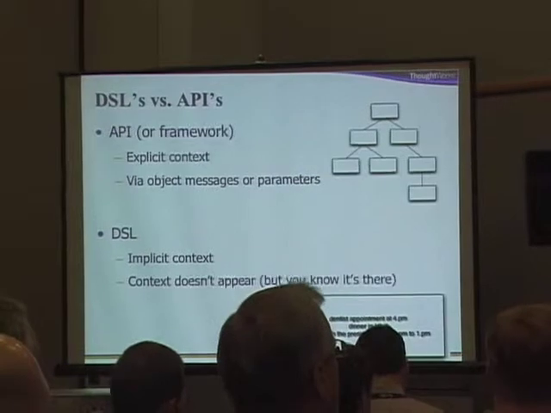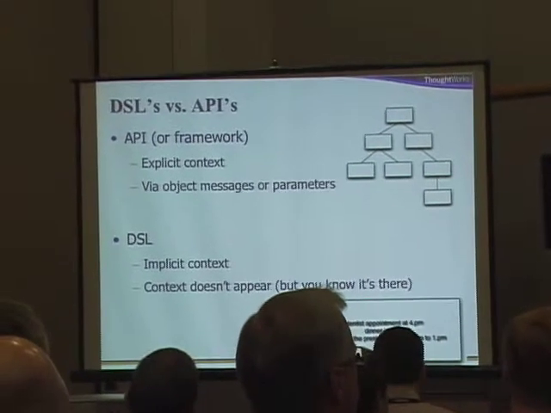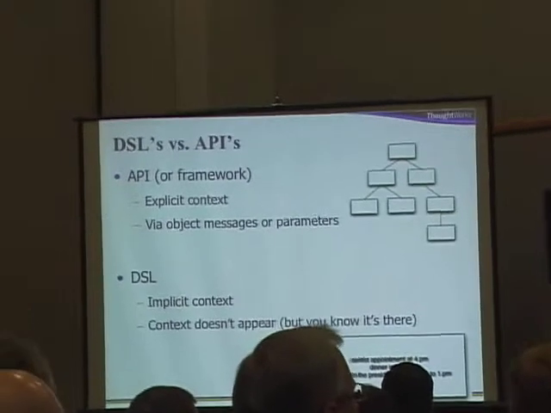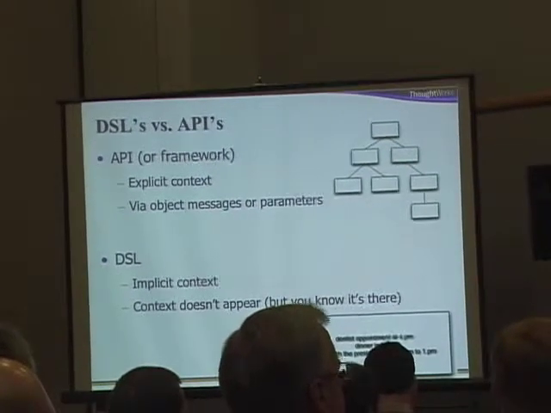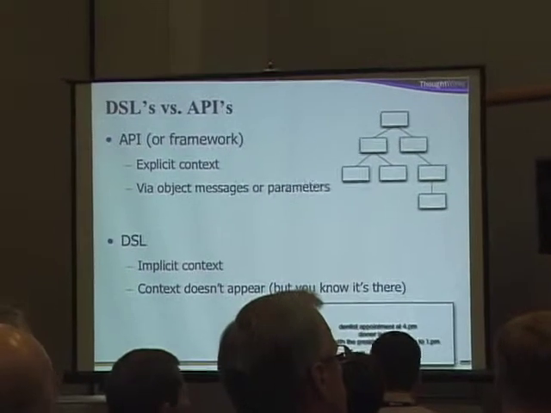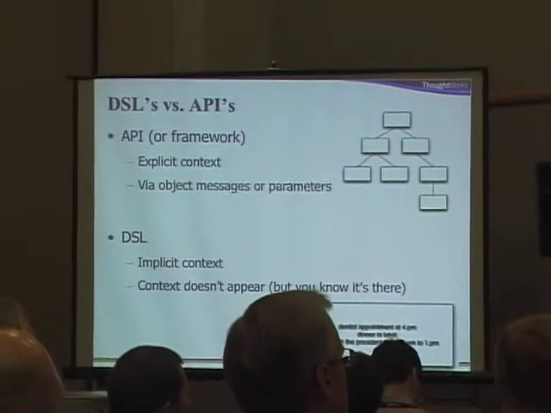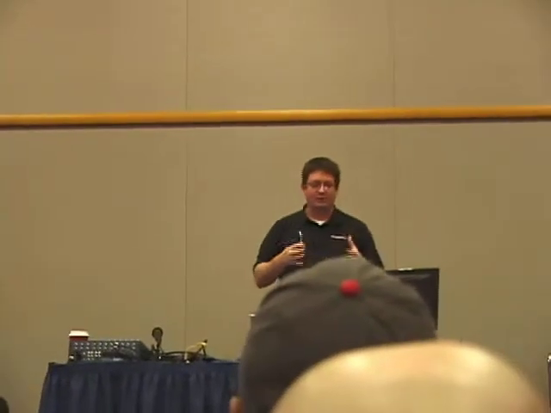In an API, you have a very explicit context. You always are dealing with that context. So if you're dealing with an XML context, you're always very explicitly passing around XML documents and artifacts of XML documents. And you're passing those as parameters, and you're creating objects of that type and dealing with those things very explicitly. And the way that you make those things do something is via object messages or parameters. A DSL is a little different. A DSL has an implicit context.